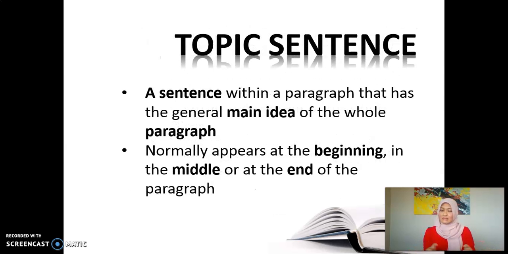Topic sentence? Actually, it is a sentence within a paragraph that has the general main idea of the whole paragraph. Normally it appears at the beginning, in the middle, or at the end of the paragraph.